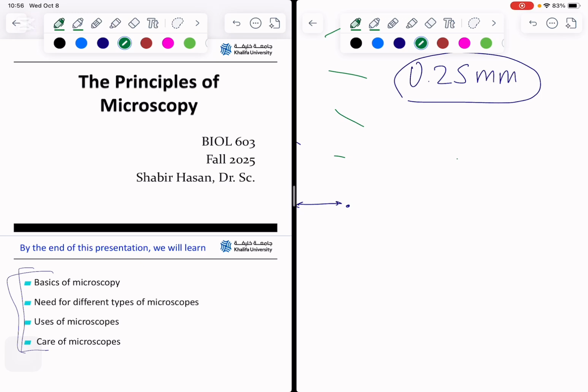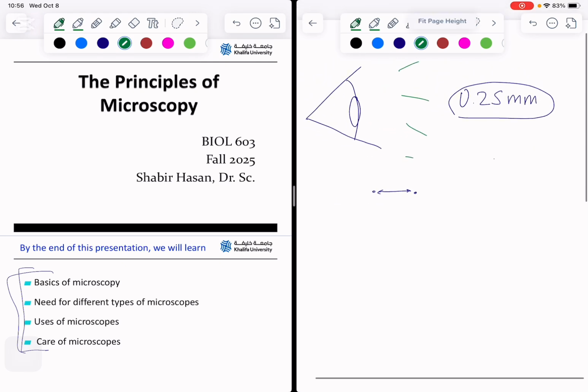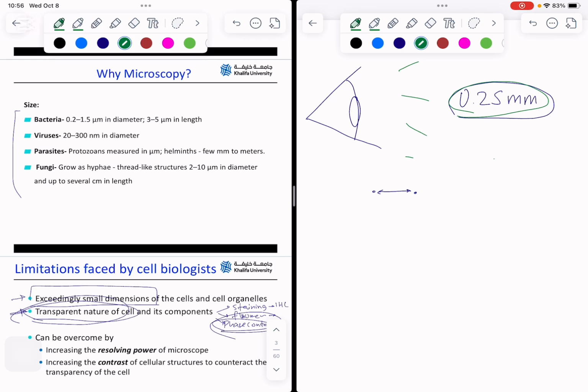Because my ability to actually see becomes limited due to my resolving power, and I'm gonna explain what resolving power is in a bit. So basically, the concept of microscopes came about that we can't really see small things, we're blind, and we need something to magnify or make this bigger. And why do we need that? Because we have stuff that we want to study, like bacteria, viruses, parasites, fungi, and they all come in the nanometer and micrometer range. So it's really something we can't see with our naked eyes.